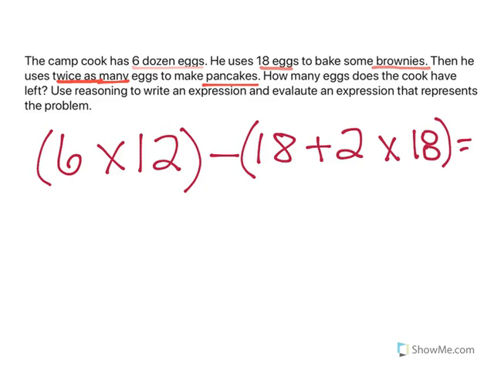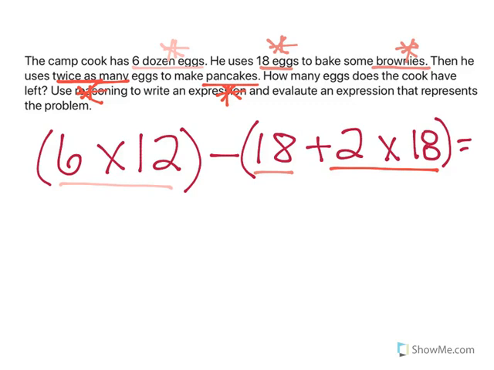So let's just go ahead and identify some things. From our example, this right here represents the 6 dozen eggs that he started with. This right here represents the amount of eggs used to make brownies. And then this part of our expression right here represents the twice as many eggs that he used for pancakes. Okay, so now we are ready to solve. So again, let's apply our PEMDAS. We'll start over here to the left and work our way to the right.